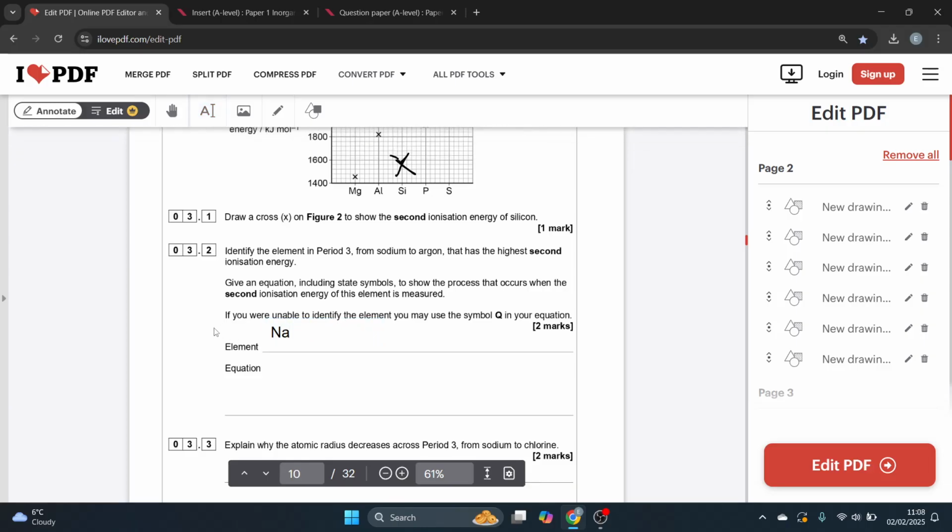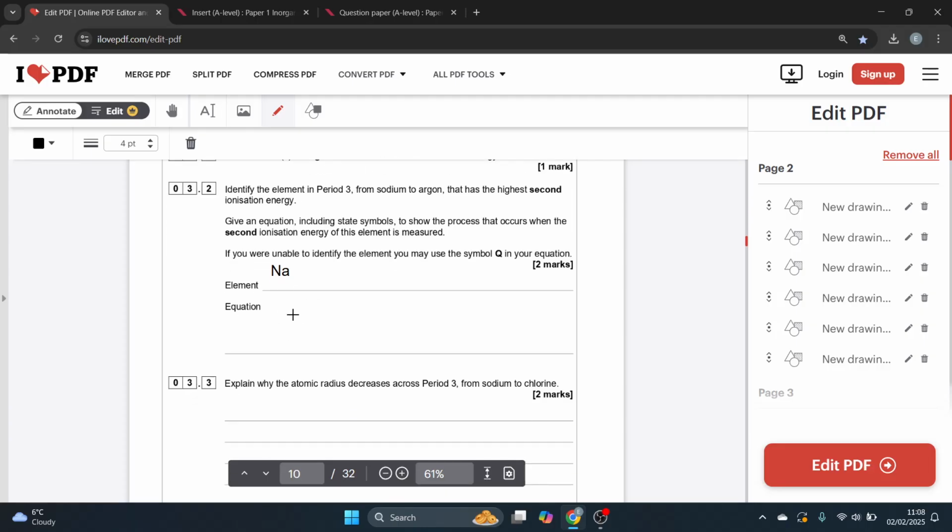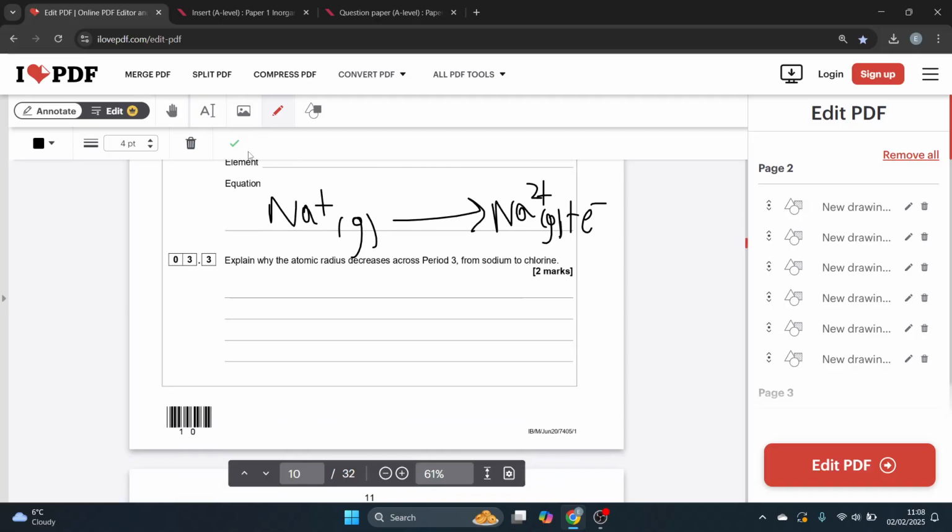Sodium. The reason is that it's got a high nuclear charge, the positive charge. It's also very small. Give an equation for it: Na+(g) goes to Na2+(g) plus e−. Na+ gaseous goes to Na2+ gaseous plus e−.